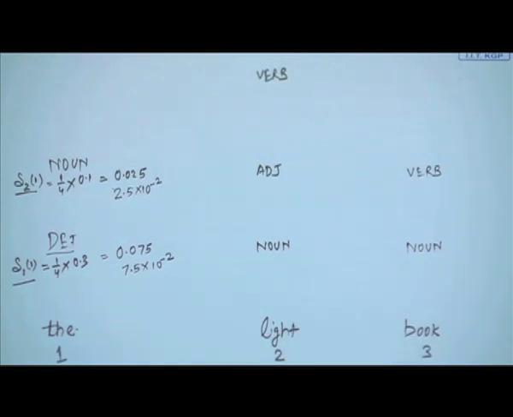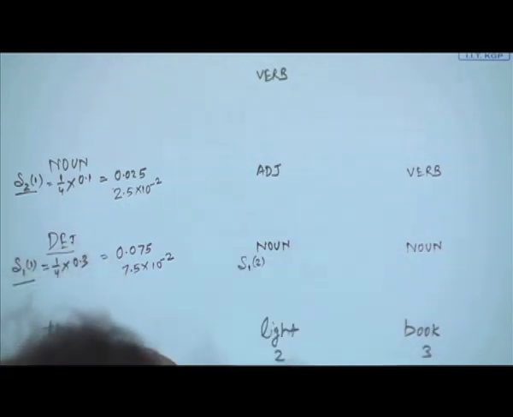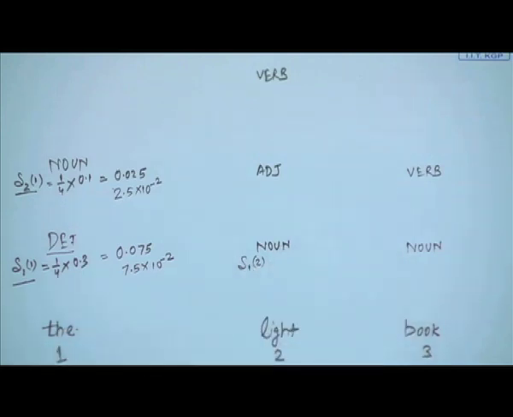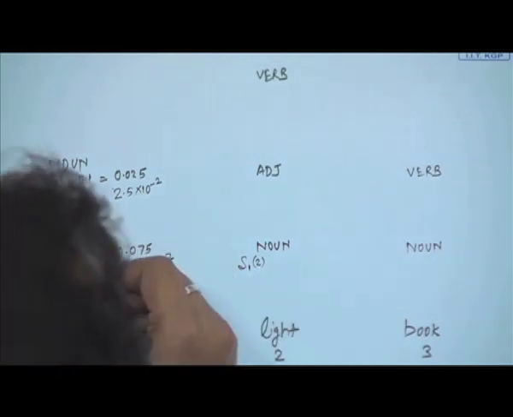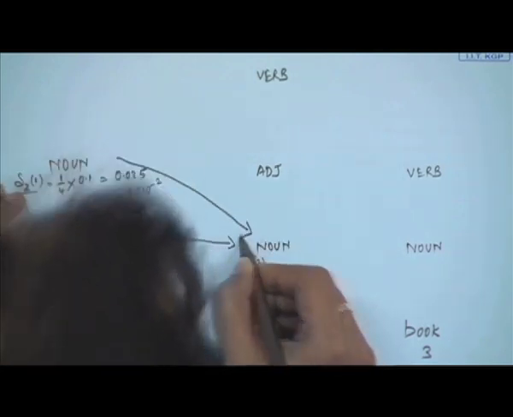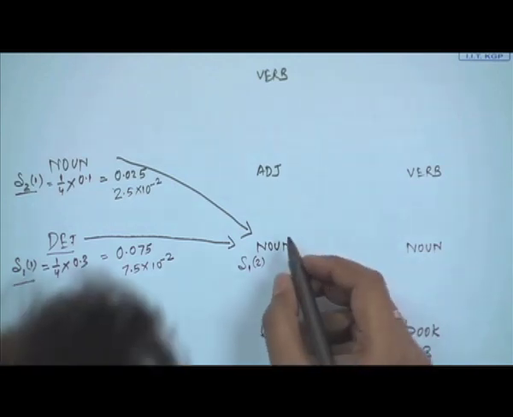Okay, so now here you want to find out delta 1 2. In step 2, what is the best probability of reaching noun? Now noun you can reach via either here or here. Okay, so you need to compute both the possibilities and take the max over that. So let us compute these probabilities. Okay.